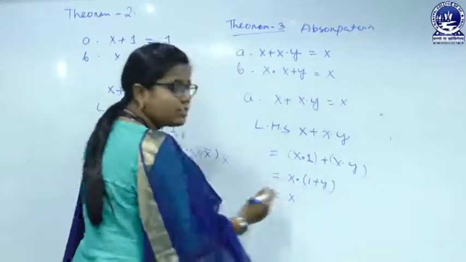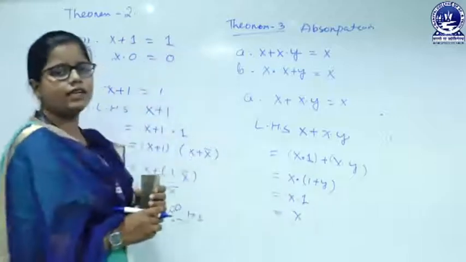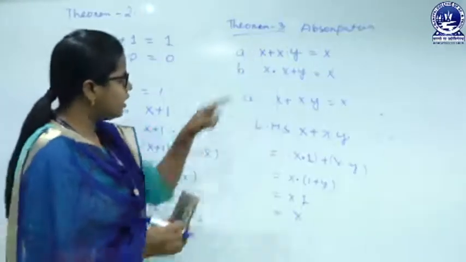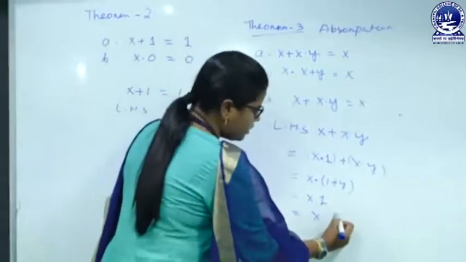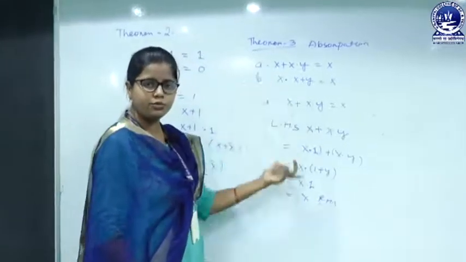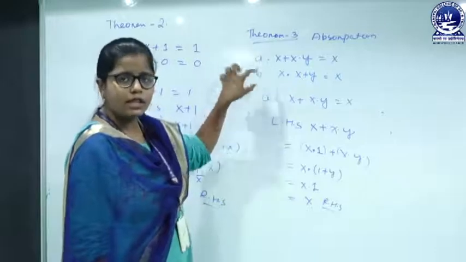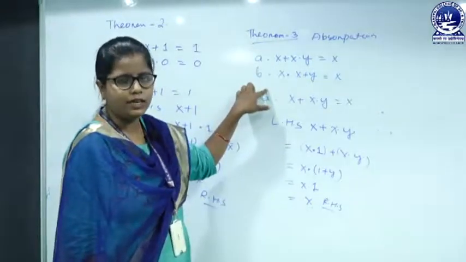x into 1 plus y, 1 plus y is 1. Then what we will get? We will get x here. So the RHS is x. So hence we got the RHS here. So hence the first theorem is proved, and the principle of duality says if the first theorem is proved, then the second theorem is automatically proved.